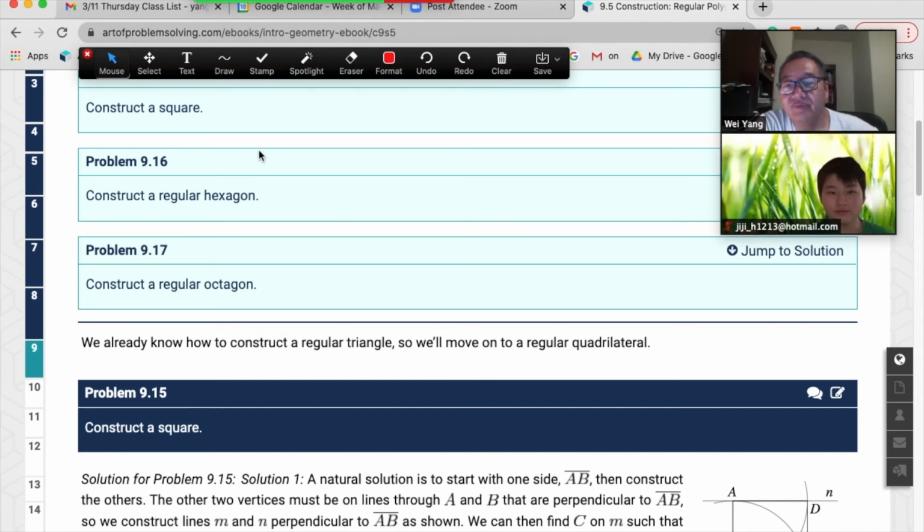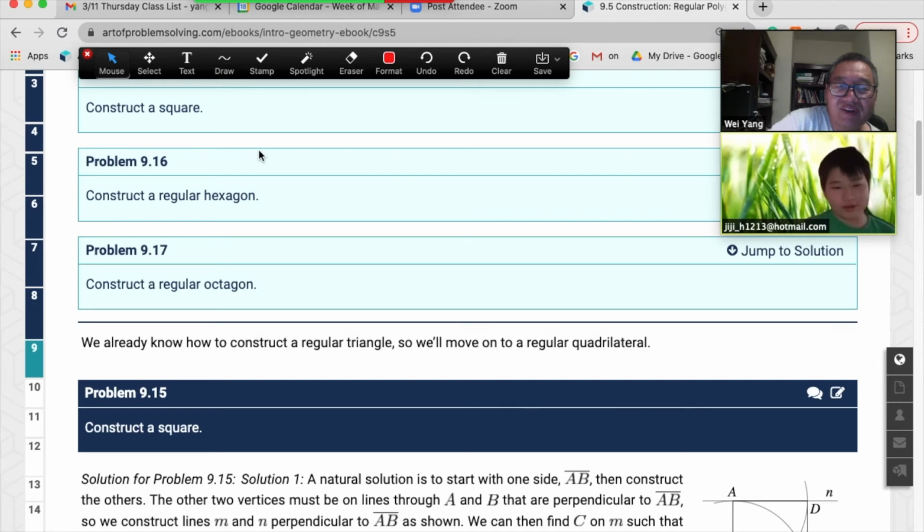I'm not sure, but maybe you could use a similar method to the hexagon one. Okay. And Jerry, do you have any idea? Not really. Lucy, do you have any idea? No.